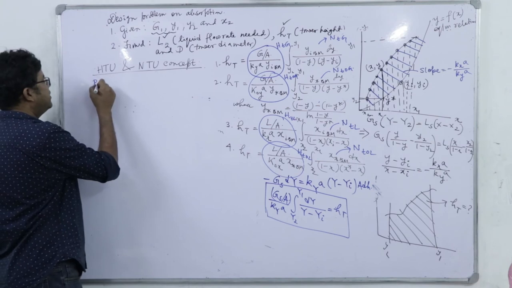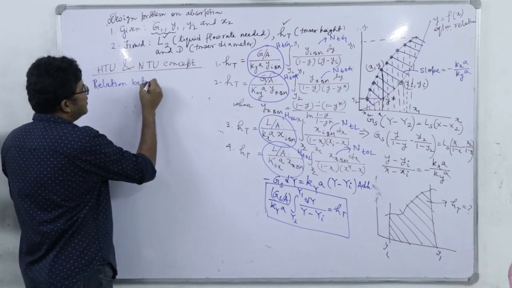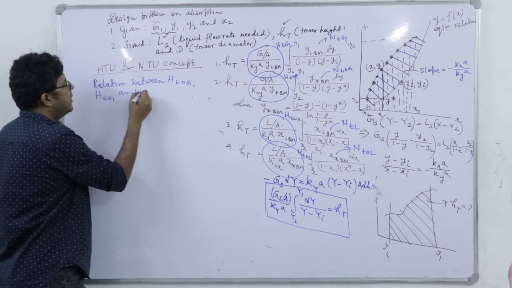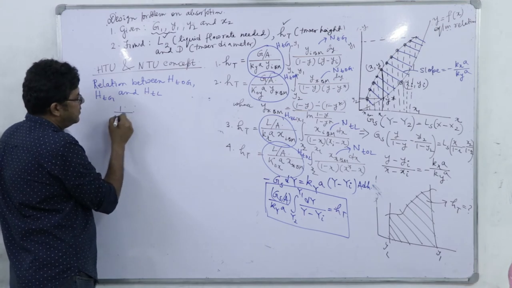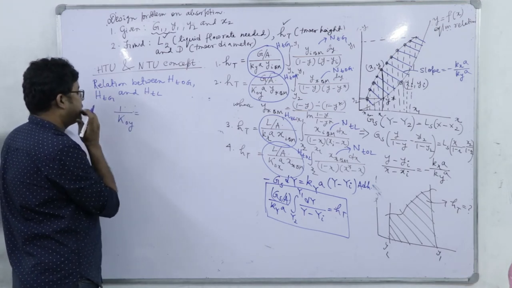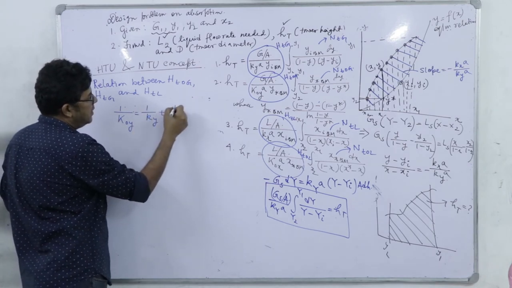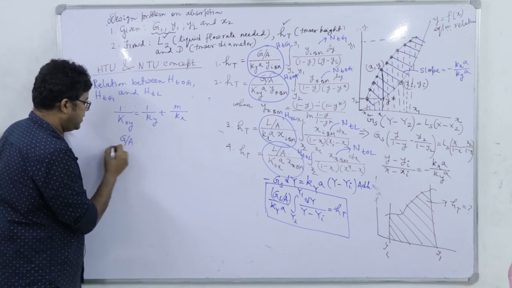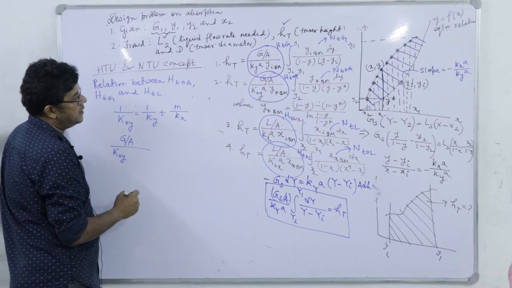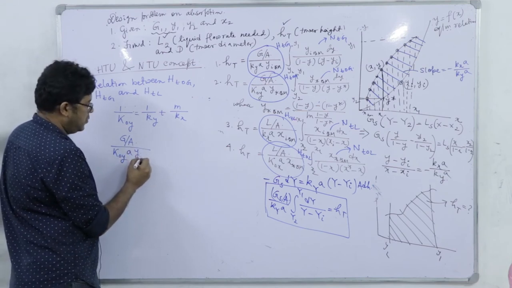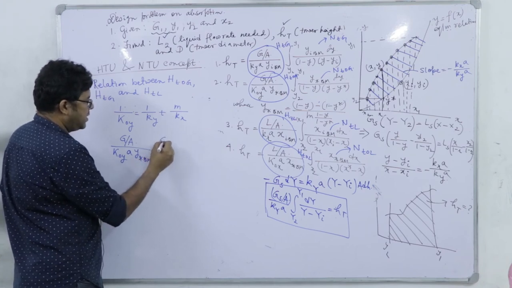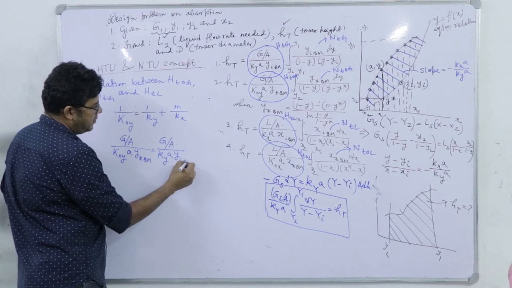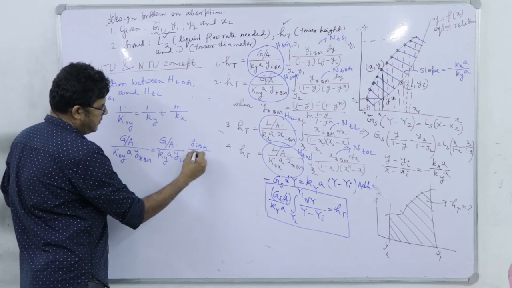So, the topic will be the relation between HTOG, HTG and HTL. We start from the overall mass transfer coefficient based on the gas phase, which is 1 by Ky plus m by Kx. So, what is HTOG? We multiply G by A, KOY A into Y star BM, and that becomes G by A, KY A, and here we write Y IBM into Y IBM divided by Y star BM.